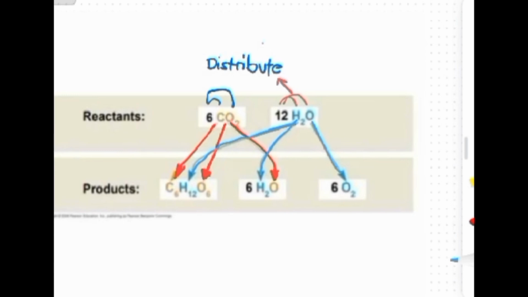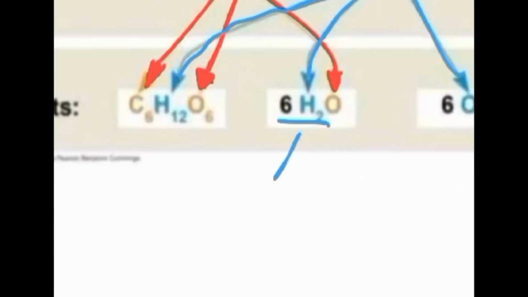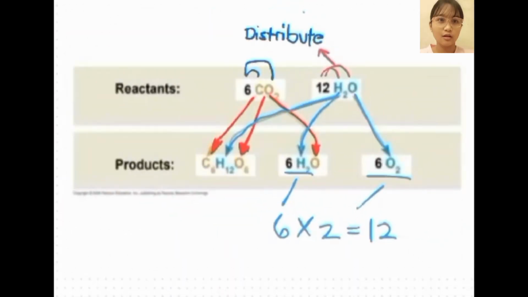So if you are wondering why there is 6H2, that is because 6 times 2 is equal to 12, which is why we distribute the 12, right? And the oxygen is the same, 6 times 2 is 12 also. And that is all for my presentation.